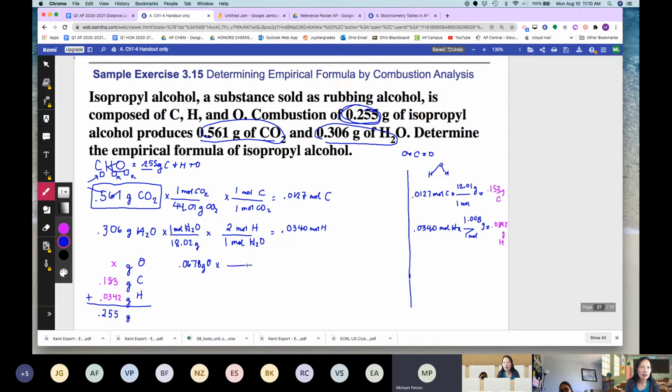Okay. Now what we're going to do is change them all to moles, so then we can divide by the smallest one and you can get the ratio. So change this to moles. Go ahead and do that. And do it all yourself, divide by the small number, and tell me the empirical formula, please.